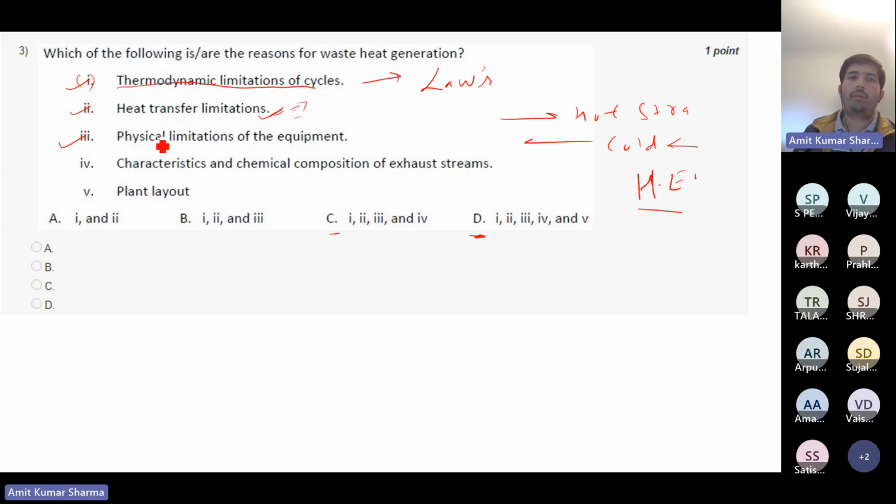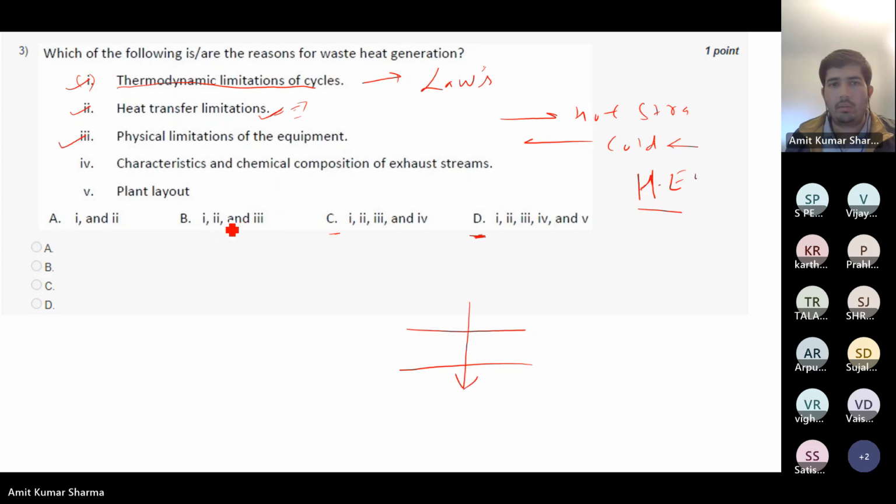Yeah, that is okay. But suppose we are not transferring heat to work, as you are saying. Think about it like this: suppose we have to transfer heat. One is a hot stream, one is a cold stream, and we have to transfer the heat. So what will be the heat transfer limitations?